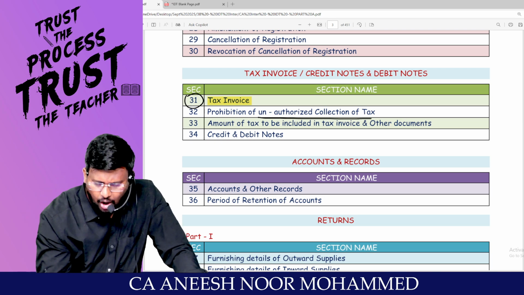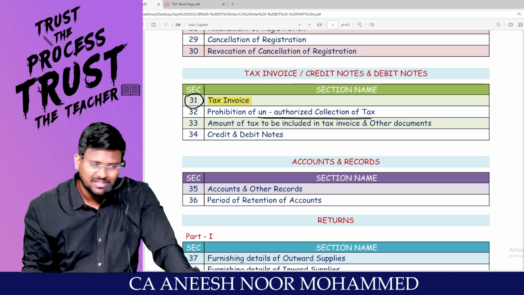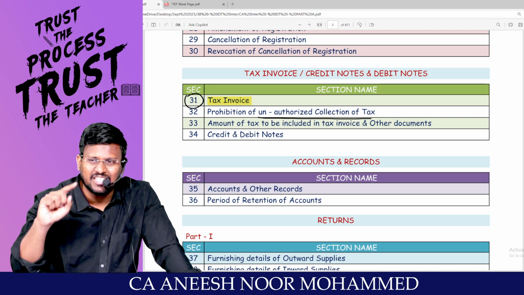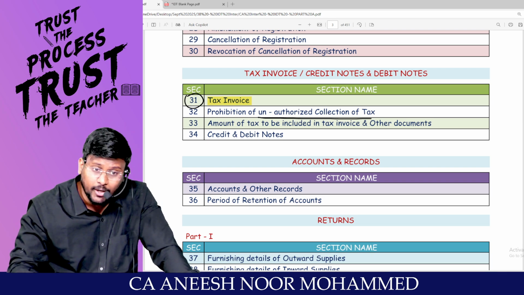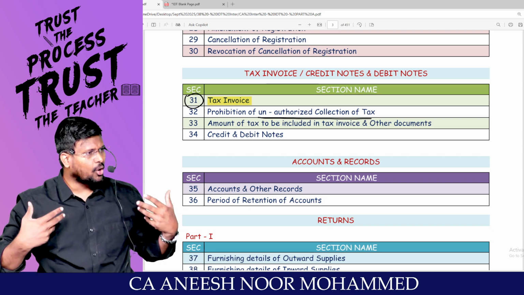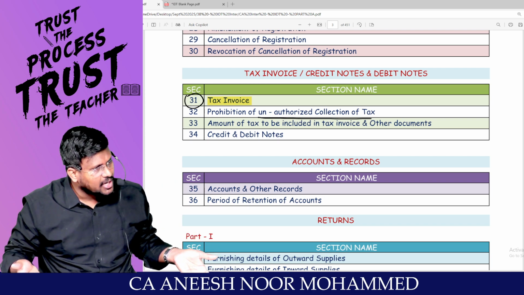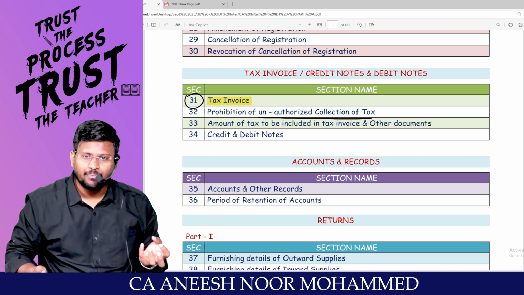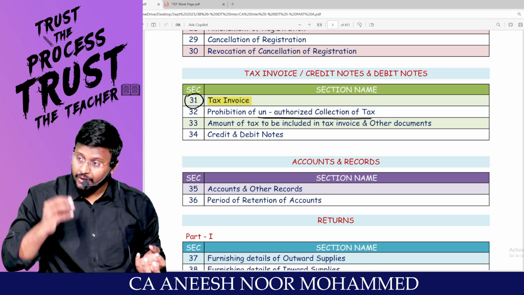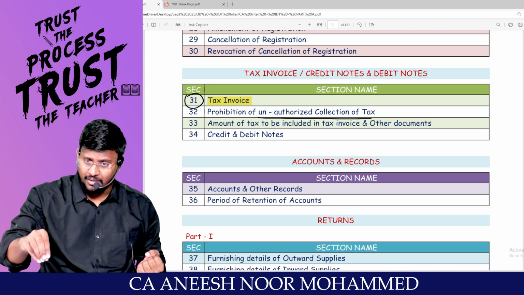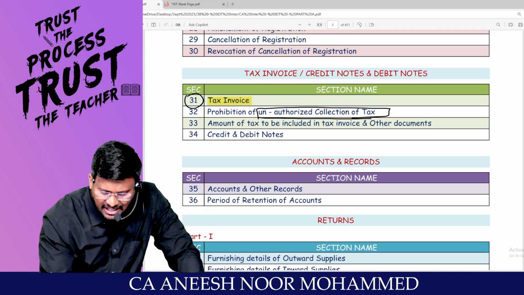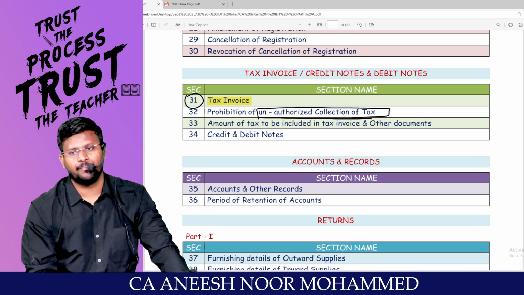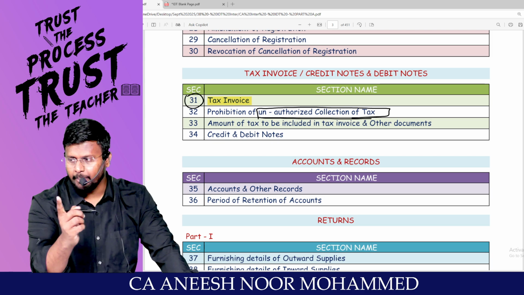Prohibition of unauthorized collection of what? Tax. Sir, I have not at all taken registration as per section 22 or 24, as the case may be. Sir, if I am not at all a what person? Registered person. I am not supposed to collect what? GST. Without taking registration, if I collect tax, is it an authorized collection or unauthorized collection? Then you will be put in jail.